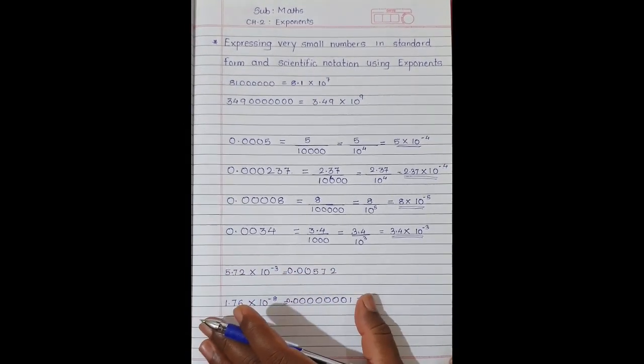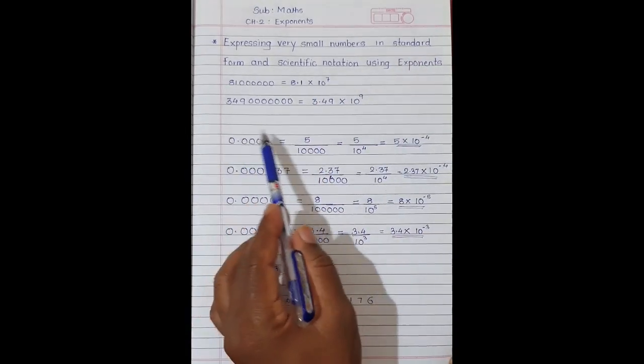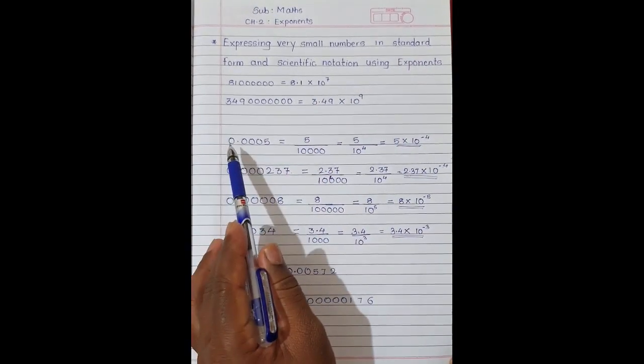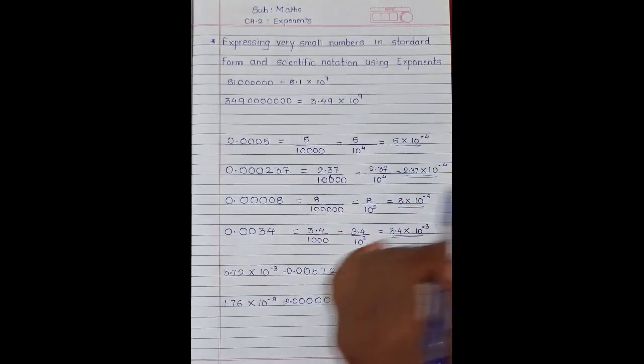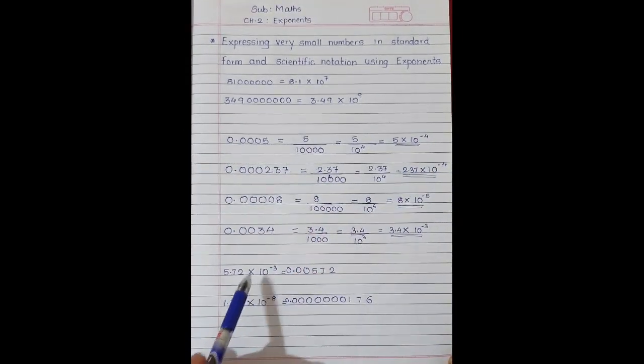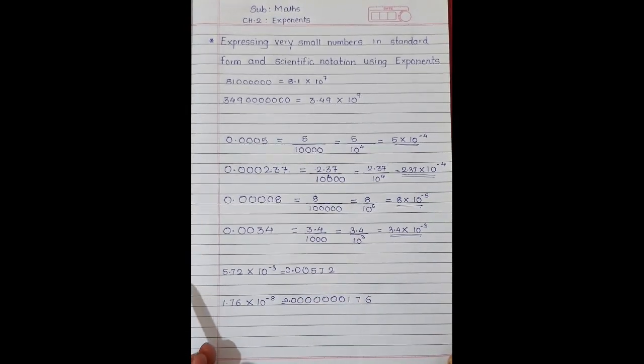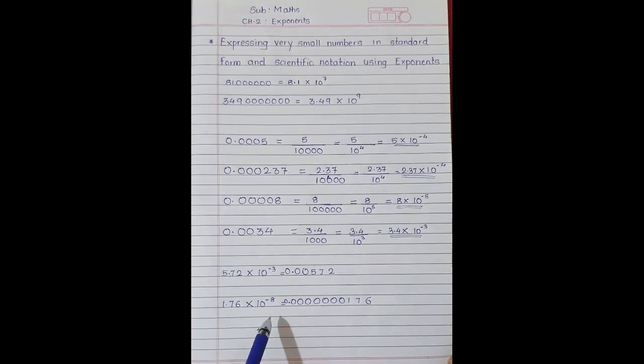So these two questions are based on this concept. First, you will be given the standard form of small numbers, and you have to convert that into scientific notation. And when scientific notations are given, you have to convert that into standard form. I hope you have understood this concept.